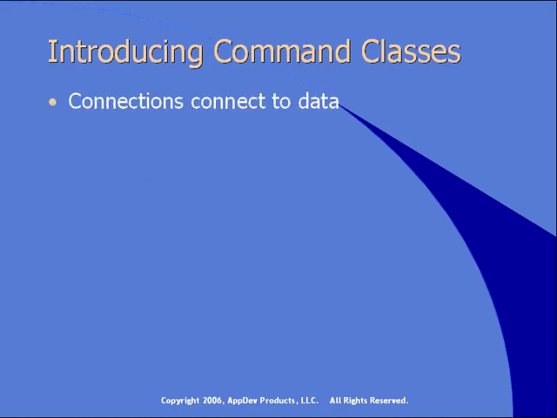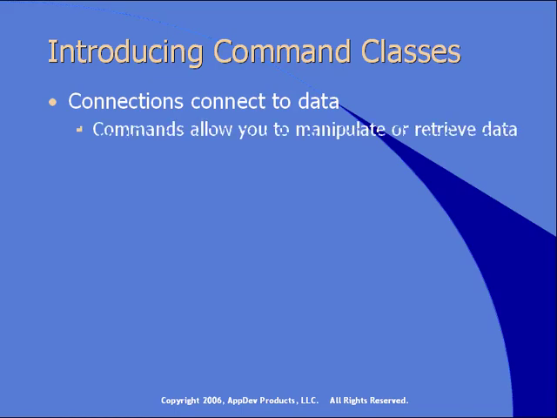Connections connect to data, just like you might expect. Commands allow you to manipulate or retrieve that data. Now, I've got to be clear here. We're using the word connection and command, but there are no such objects in the .NET framework.